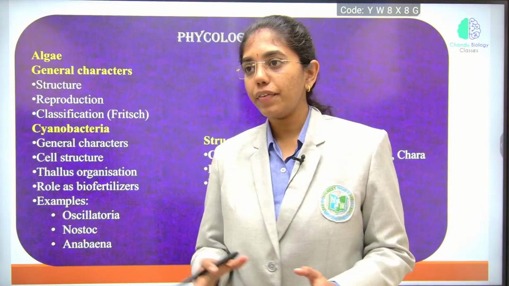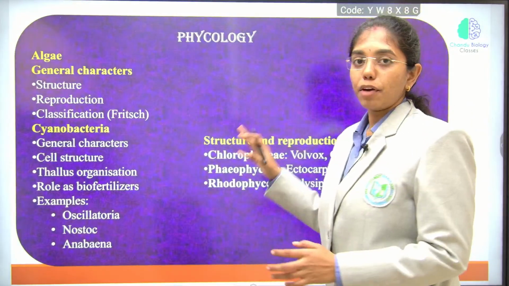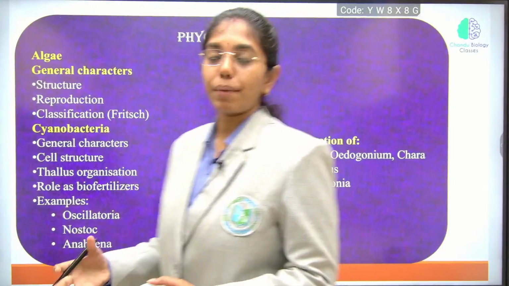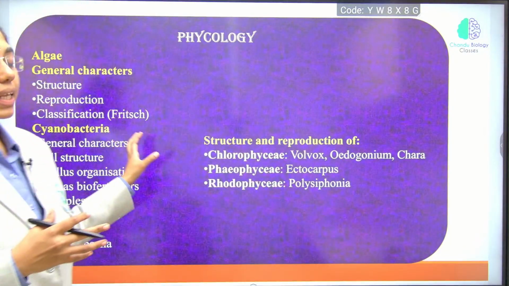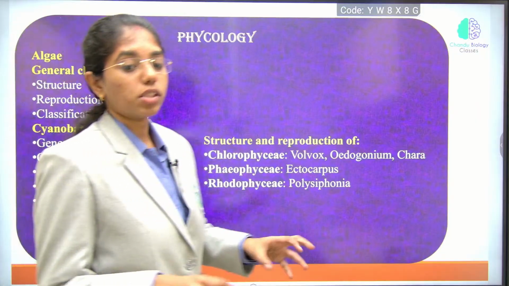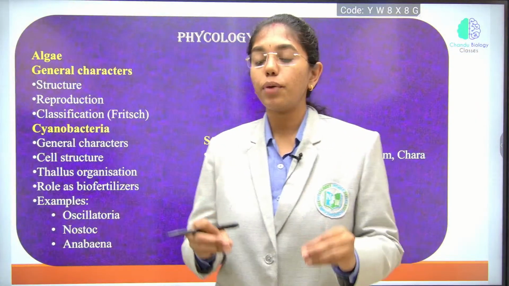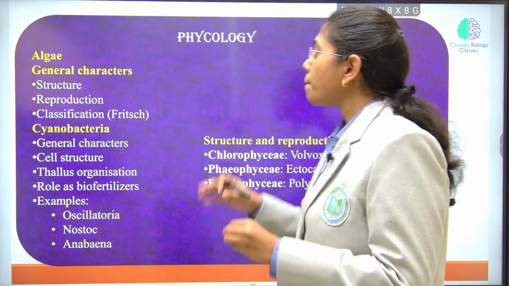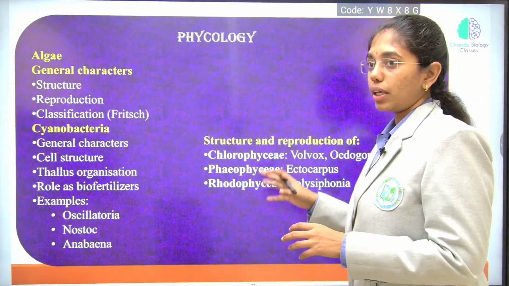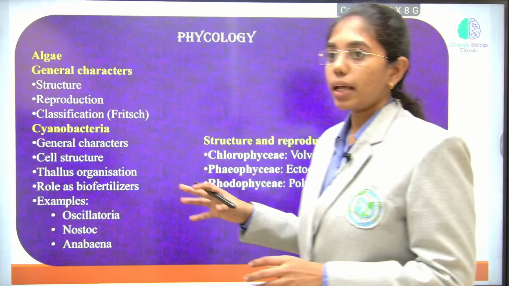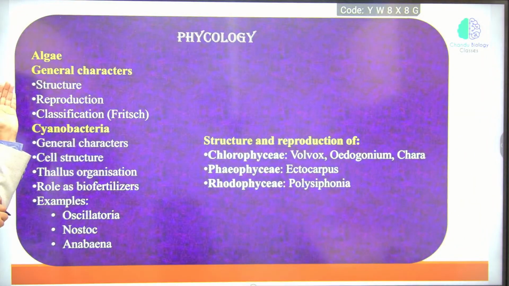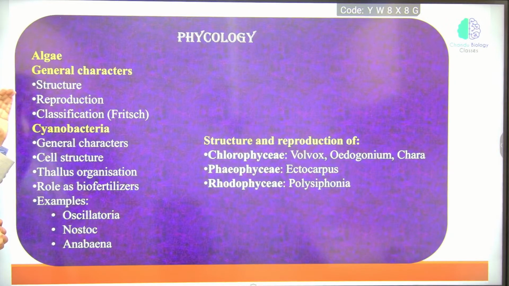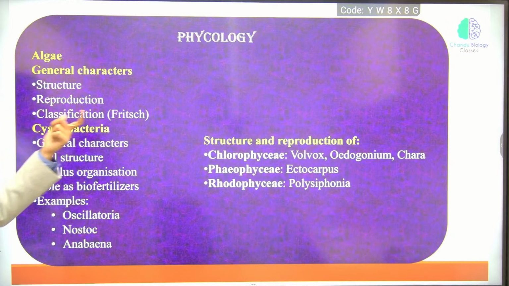So here we are with the chapter Phycology. So far we have completed Microbial Diversity 1, where we have completely dealt with bacteriology and virology by exercising a few CUET-PG questions. Today in this session we are going to deal with Phycology, wherein we are going to start with algae, its general characters, structure, reproduction, classification.